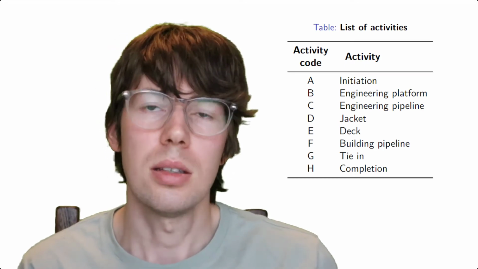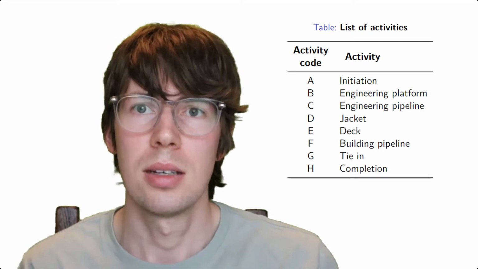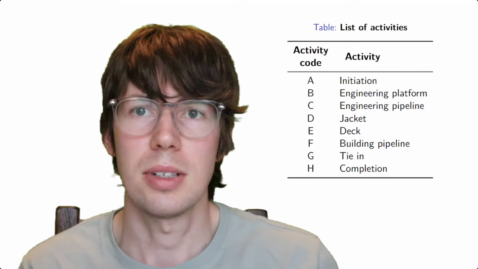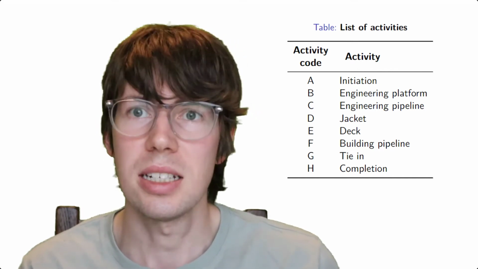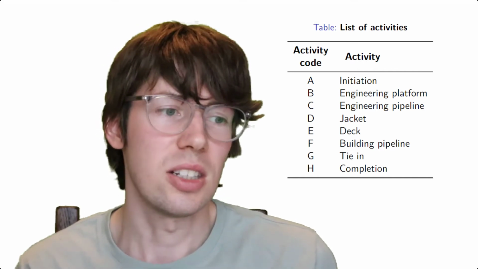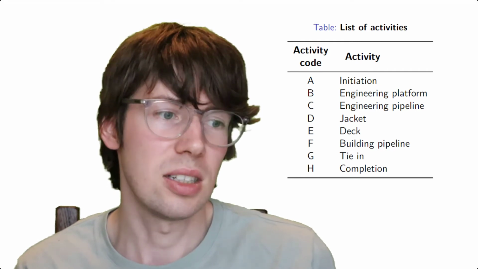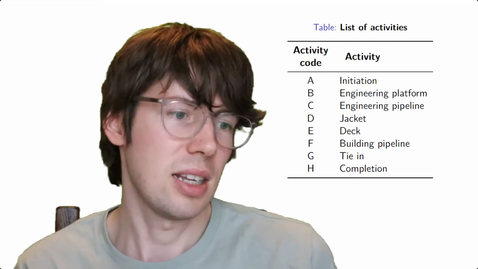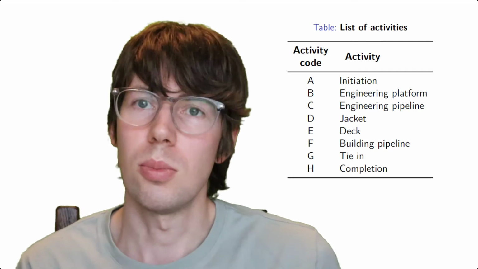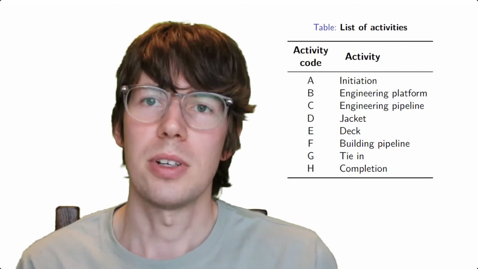Example. Now that we know the theory, we can look at a very simple example. In the example I've chosen here, there are only 8 different activities. As you can see here, it's a list of activities. We have activity A, which is initiation. We have B, which is engineering and platform. C, engineering pipeline. Jacket deck, building the pipeline, tie-in and completion. So that's the list of activities.